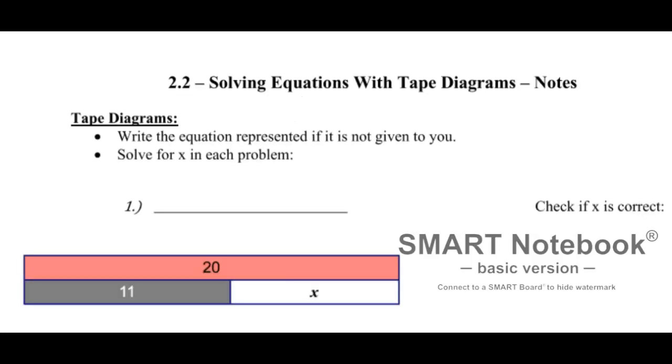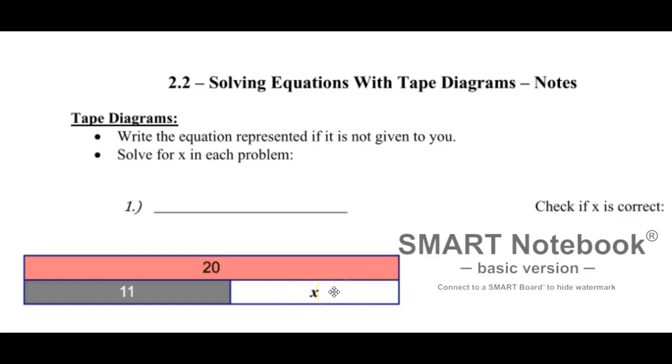All right, so this is what our tape diagrams look like. So this whole thing, this whole pink part, is equal to 20 spaces. This gray part is equal to 11, and we don't know what this x stands for.